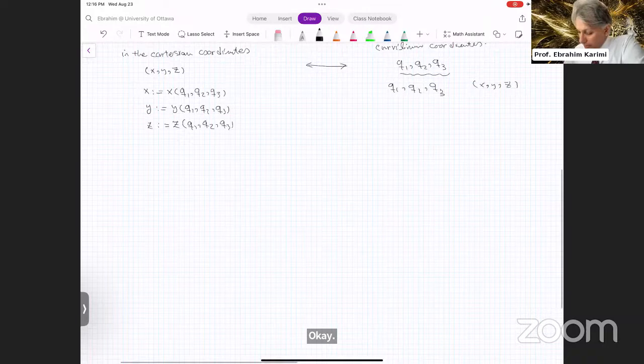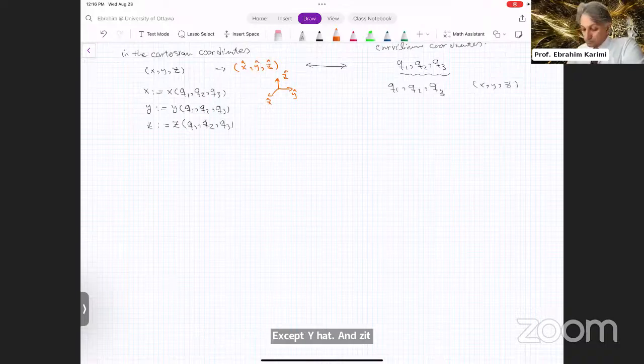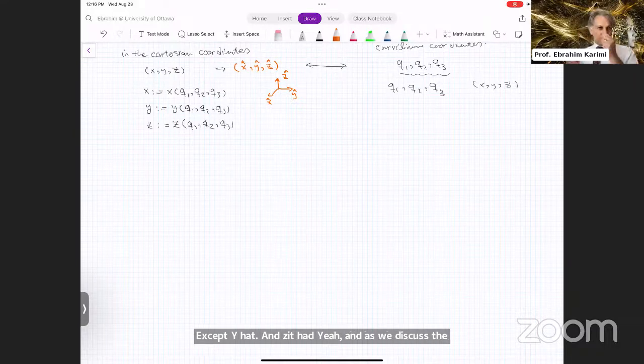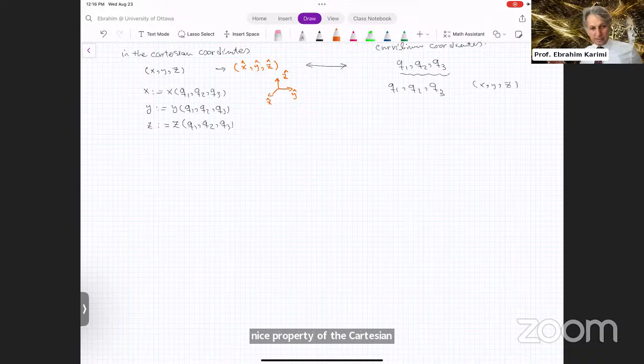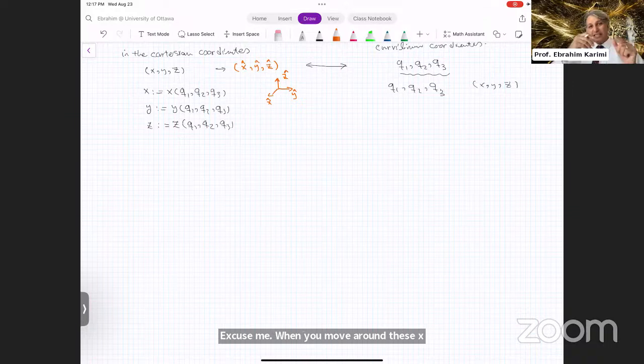For sure, here I have three unit vectors, x hat, y hat, and z hat, and they form a right angle as well. They are unit vectors, and as we discussed, the nice property of the Cartesian coordinate, which is the simplest case, is that when you move around, x hat, y hat, and z hat are fixed in magnitude and direction as well.